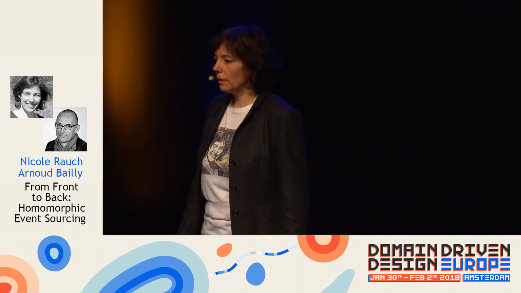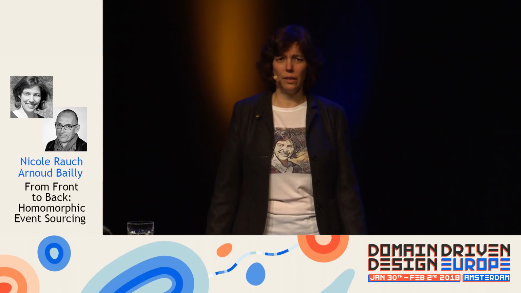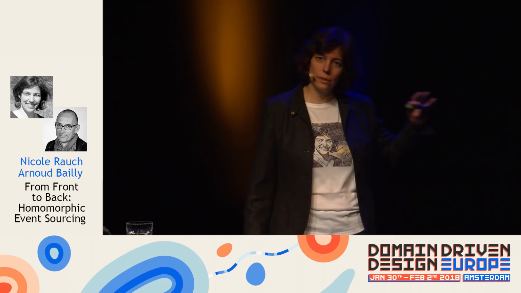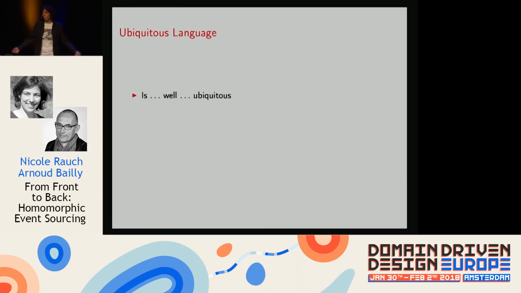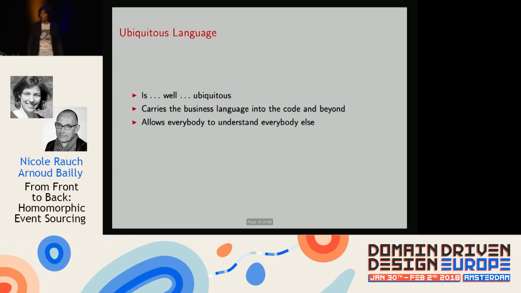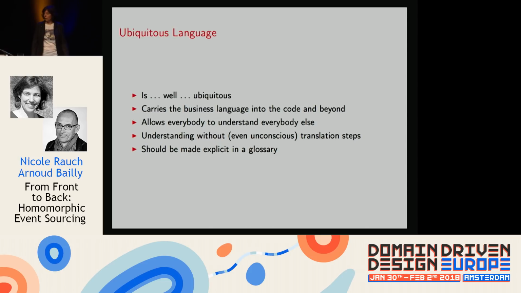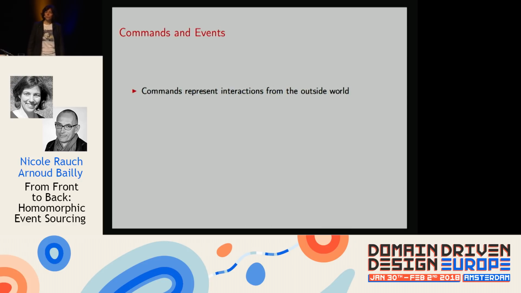So, let's start out with event sourcing. I think we are at a DDD conference, so I will just skim over this very quickly. The ubiquitous language, as you know, is ubiquitous. It takes the terminology that the client uses into the code and also beyond, so think databases or event store or whatever you have there. We can finally understand each other using this ubiquitous language, and we also want to make it explicit.